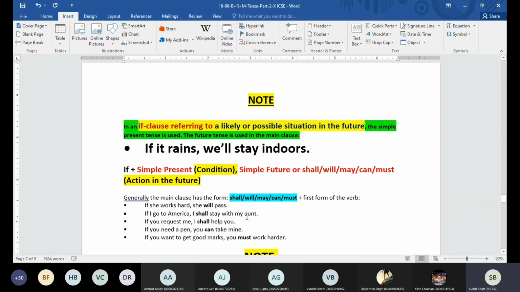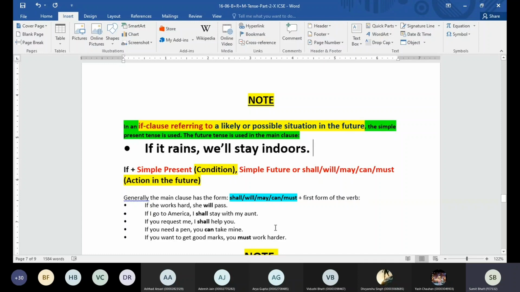But can I say if she will work hard, she will pass? Will that be right? So that's going to be wrong. We cannot use two of the future tense together, guys. We have to use simple present for the condition if, and we have to use will, shall, may, must, these type of words on the second part.